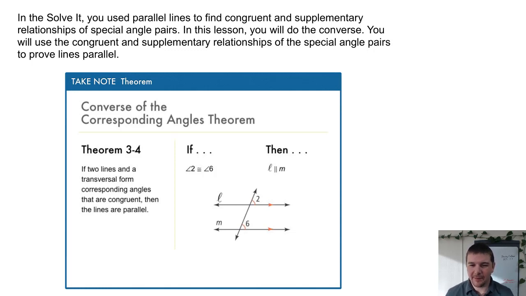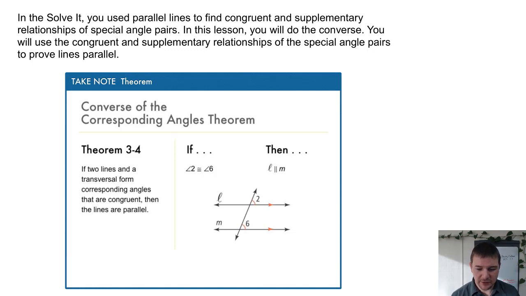So in a sense, we're working in the opposite direction. Prior to this, we were told that lines were parallel and that there was a transversal intersecting them. And then we could determine things about angle relationships, whether they were supplementary or congruent. In this case, we're going to be told information about angles. And based on what we know about special angle pairs, we can then state whether or not the particular lines are parallel. So first theorem here in this lesson, theorem 3-4, the converse of the corresponding angles theorem.